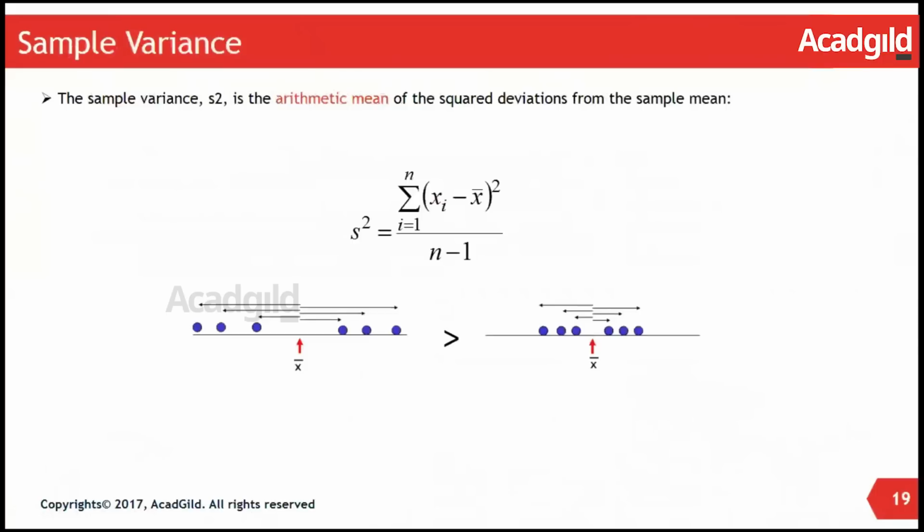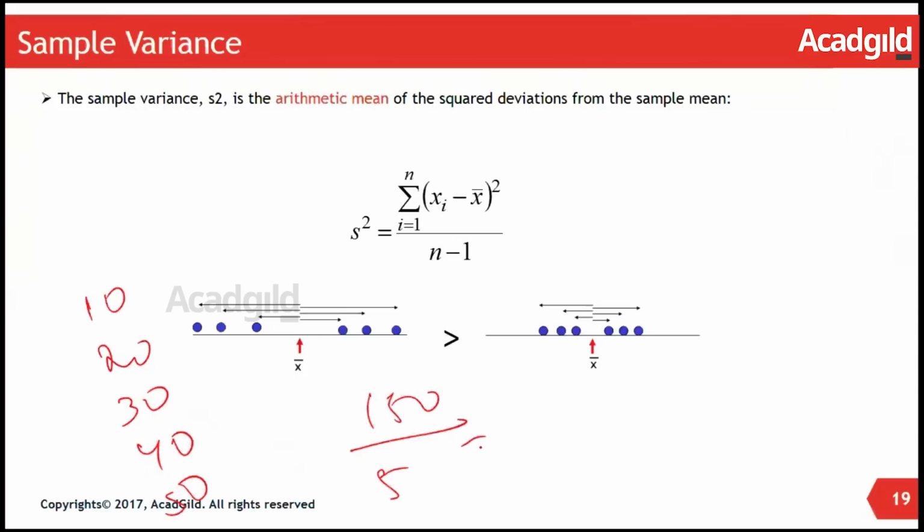Suppose I have 5 data points, say 10, 20, 30, 40, 50. What will be the average of all this? The sum of all this, which should be 150, divided by 5, is equal to 30. So 30 is the average of this class.